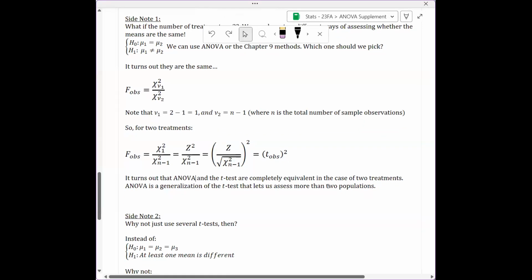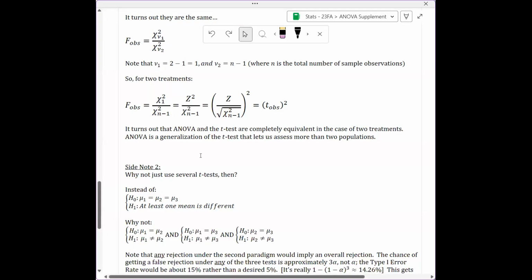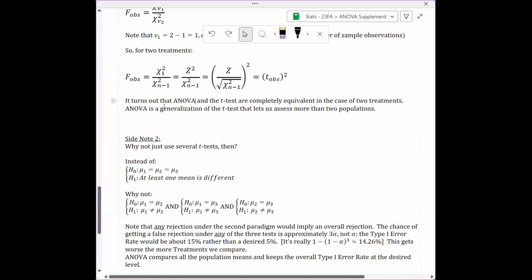So it turns out that these are two completely equivalent ways to approach the same topic. Now, we might say, so therefore, this idea of ANOVA and the F distribution and all of that is just a generalization of the t-test.